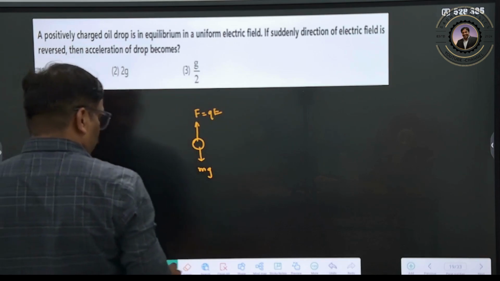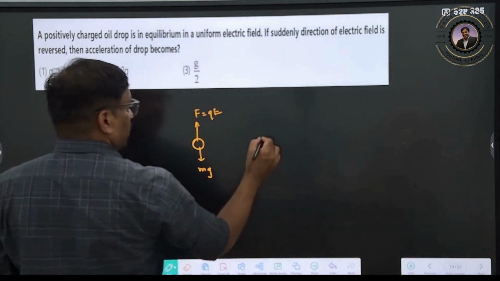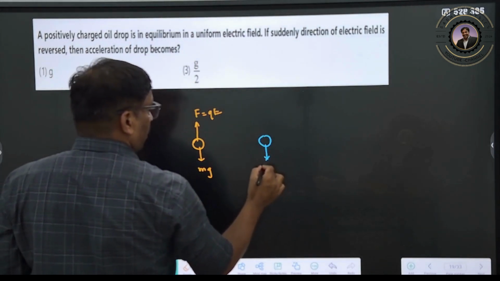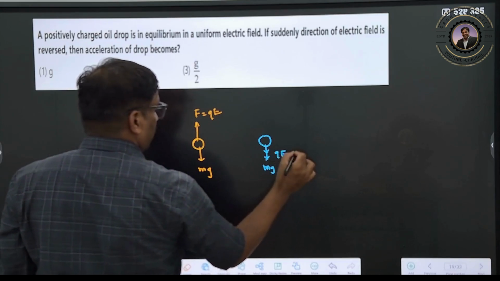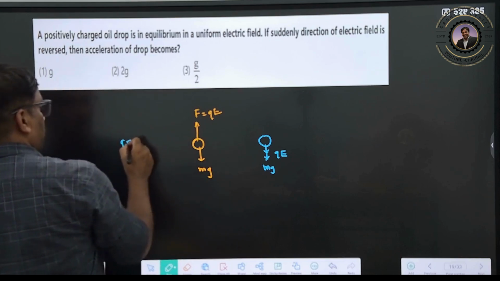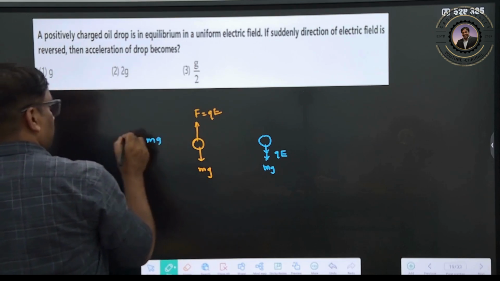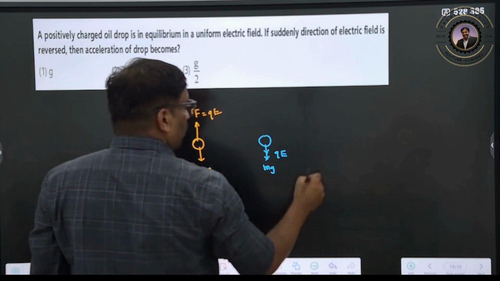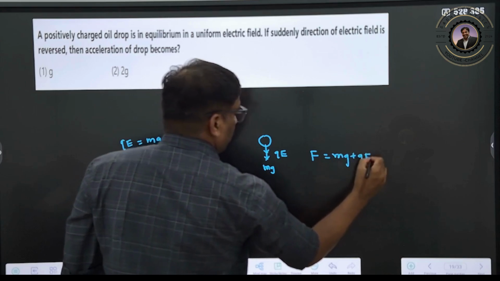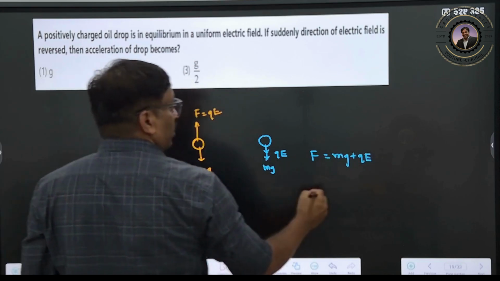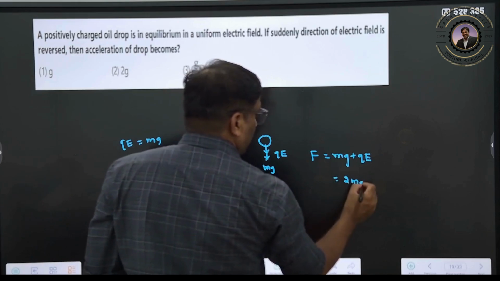Now the direction is reversed. So what will happen now? It will be mg, and it will be qE. qE is nothing but mg. Clear? So the total downward force is mg plus qE. Both are equal, therefore 2mg.